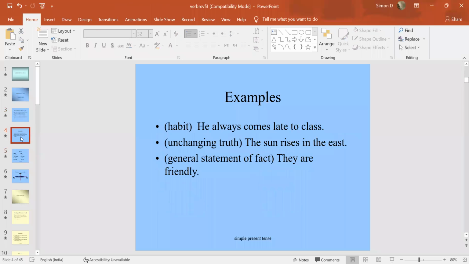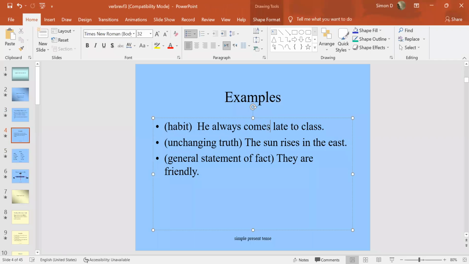Okay, examples would make it much more clear, guys. The habit part would be: he always comes late to class. Here, look at how the verb has changed into comes. He always comes late to class. So it's like a habit of that person, and in that case you can use simple present. For an unchanging truth: the sun rises in the east. The verb rises is used here, so this is simple present.